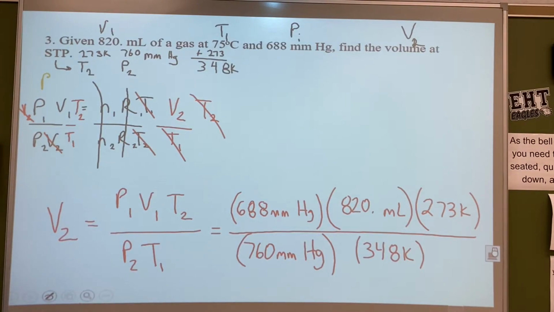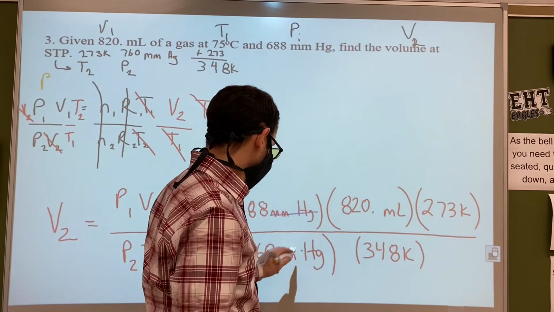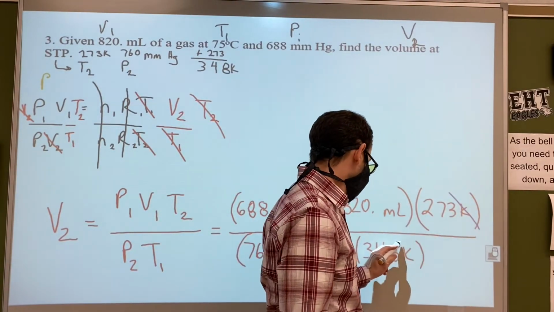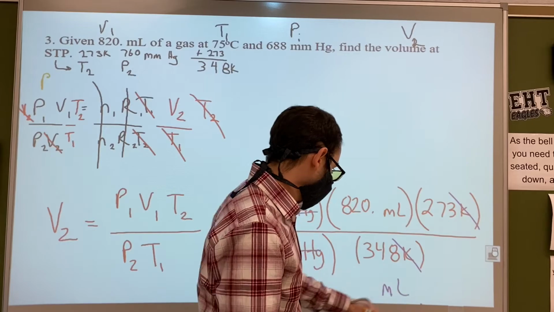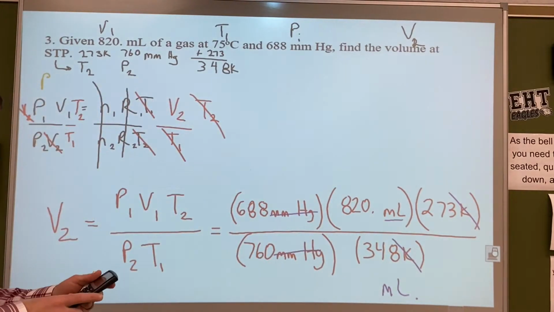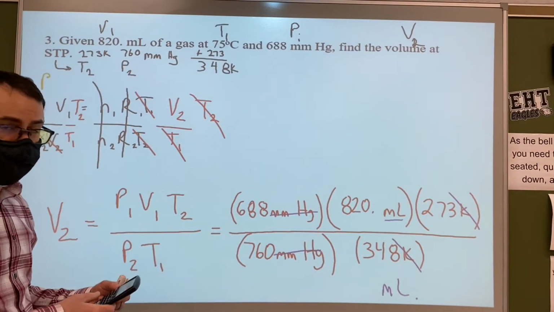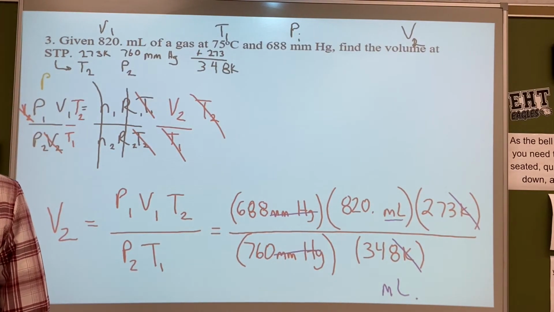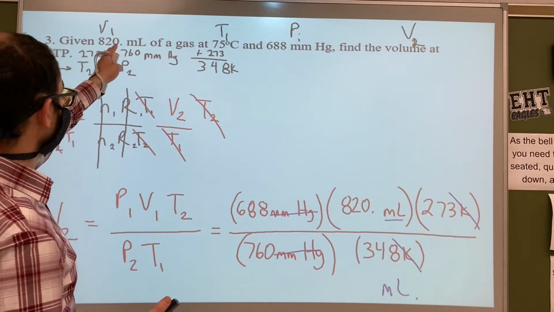You guys pretty good? Okay, let's cancel out some units. Let's plug it in the calculator. And let's make sure we get the right answer. So now we're going to get milliliters because that's the only thing that we didn't cancel out. And we're going to do 688 times 820 times 273 equals a huge number, divided by 760, divided by 348 gives me 582. Did you guys get 582? Yeah? Alright, awesome.